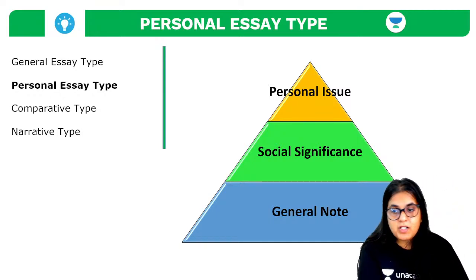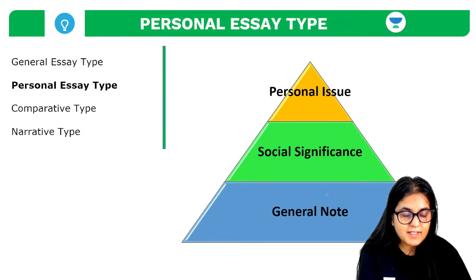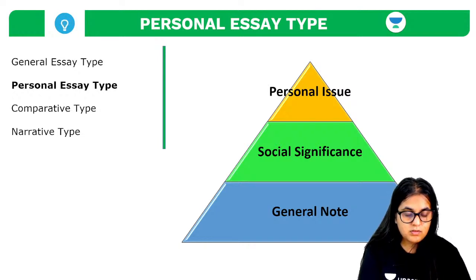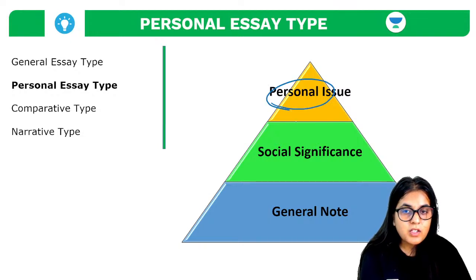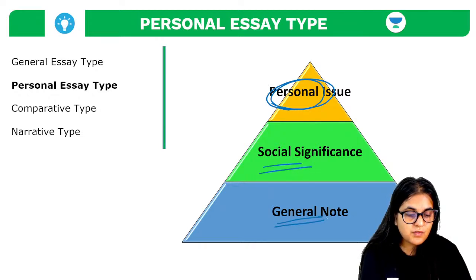Okay, next one, personal essay type. Okay, what do you mean by personal essay type? This is the opposite of general essay type. Now, what happens in personal essay type is you start with a personal issue. This is very rare though. You start with a personal issue, then you highlight the social significance, then you end on a general note.